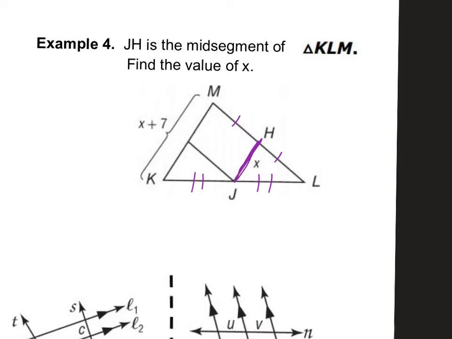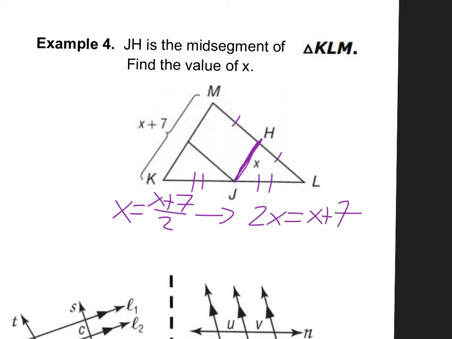Well, same sort of thing we did last time. We've established this is a mid-segment, so this x must be half of whatever this x plus 7 is. So we're going to write that as our equation. x is equal to (x plus 7) over 2. Move things around, that becomes 2x is equal to x plus 7. Combine our like terms by subtracting x from both sides, and we end up with x is equal to 7.